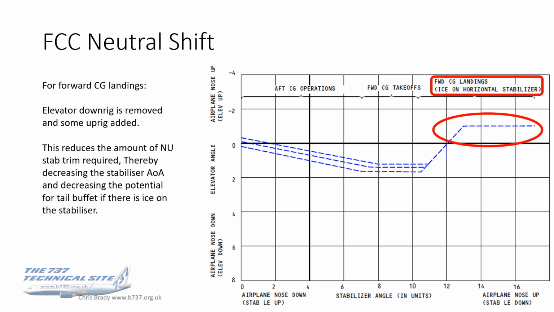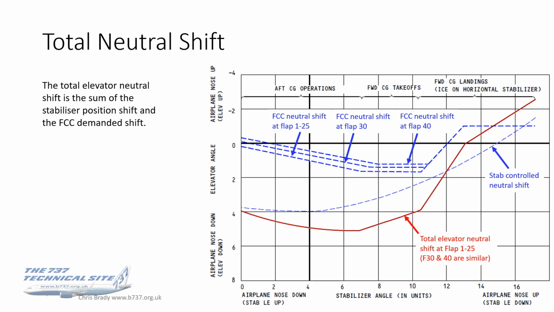Okay, if you put the flight control computer neutral shift and add that to what the elevator feel and centering unit does, add that to the stab control neutral shift, what you get is the total elevator neutral shift, and that's what I've shown there on the red line, and that's what we get in flight.